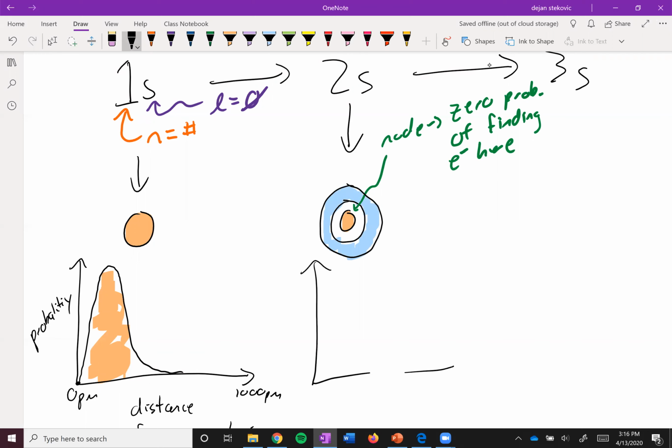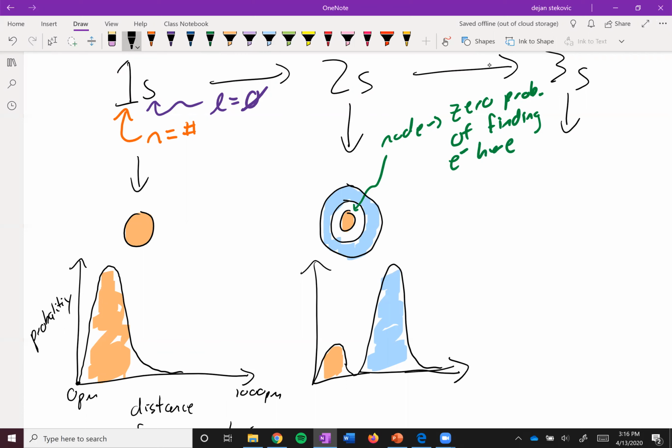So if you talk about the same chart we have here, now we'll see we have a little hump corresponding to that inner circle, and then we have a node, so we have a 0 probability, and then we have the bigger hump showing the blue circle, right? So this part here is in orange, and then this part here is in blue. So as your orbitals get bigger and bigger because the n increases, you start having more and more nodes.